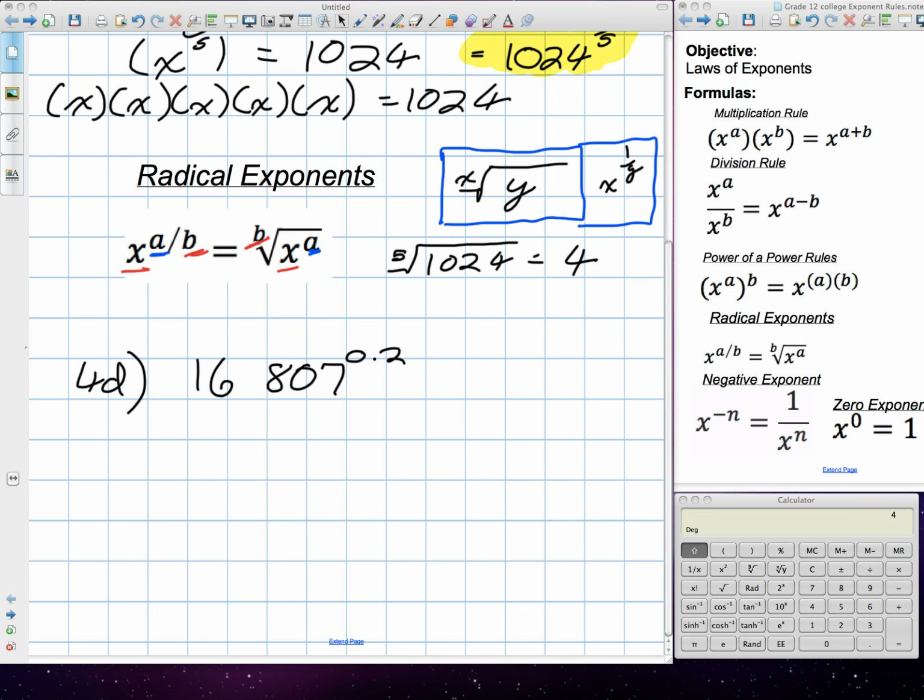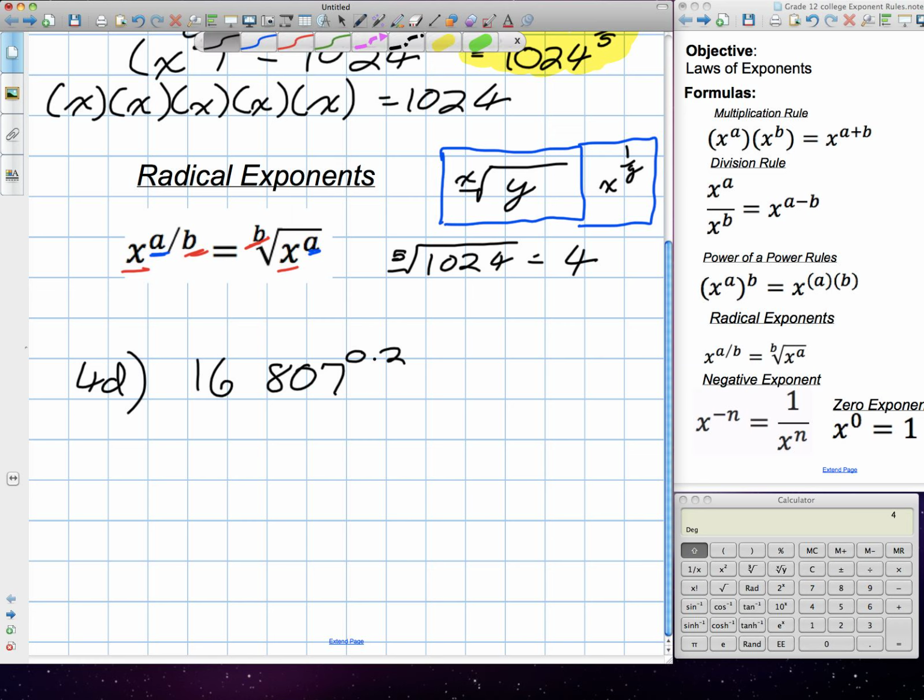Question 4D. In this case, we are in exponential form, okay? They want us to change it to radical form, but I'm not dealing with a fraction right now. I'm dealing with a decimal. I need to change this decimal into a fraction, okay? I'm hoping you guys remember how to do this. Yeah, it will be 1 over 5.